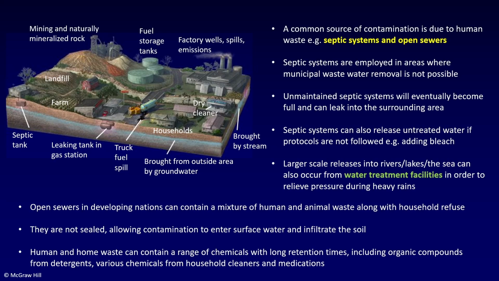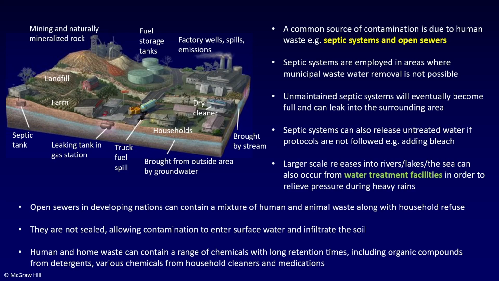Now, an unmaintained septic system will eventually become full, and this will lead to the septic system leaking into the surrounding area. And you can also have a situation where, even if your septic system is working correctly, it can release untreated water if you are not following the correct protocol. So, most septic systems require you to put in bleach, which is combined with any wastewater which is released in order to decontaminate it.